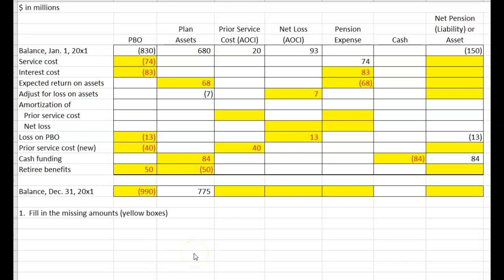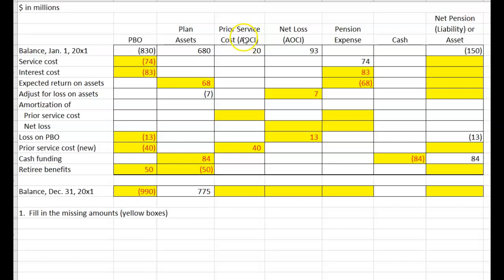Hi everybody. In the previous study guide lecture, we finished the pension plan worksheet for Carney Company, the PBO column and the plan assets column. In this video, we'll see how far we can get in finishing the rest of the columns. We're looking to fill in the little yellow boxes in each column.